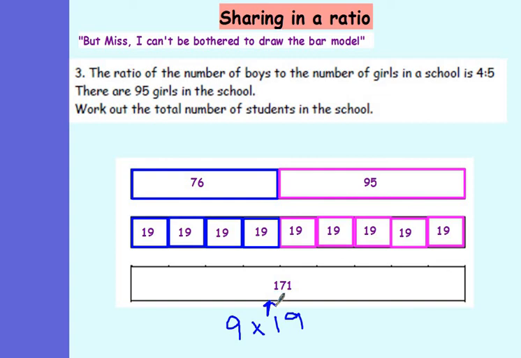Can you see how we've used the bar model to work around the exam question, which was a grade 7 question, to answer it?